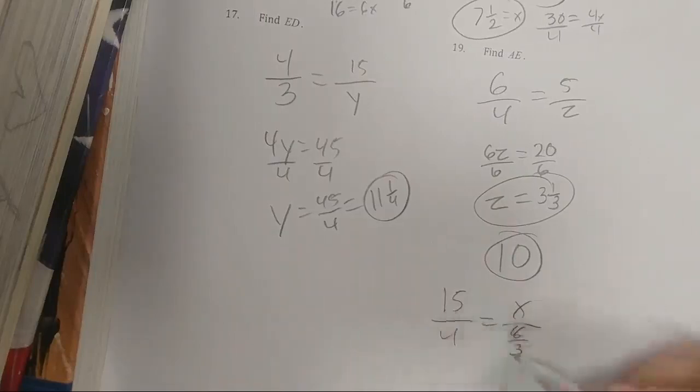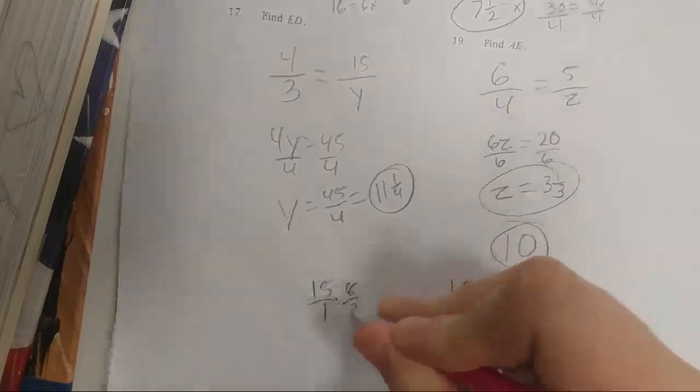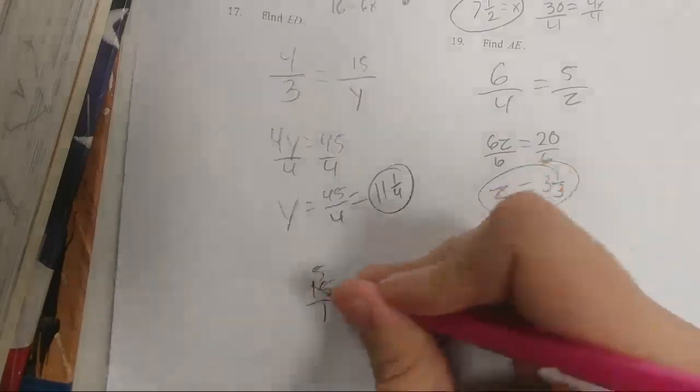Okay, so we're going to multiply this. 15 over 1 times 8 over 3. I could cross that out, it is 5. 5 times 8 is 40 equals 4x. Hey, look at that. I was actually right. Divided by 4, divided by 4. x equals 10. x did equal 10.